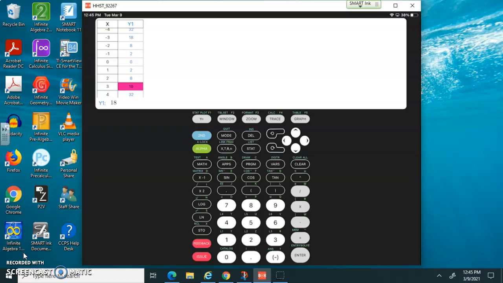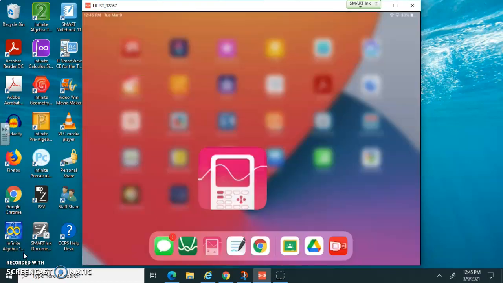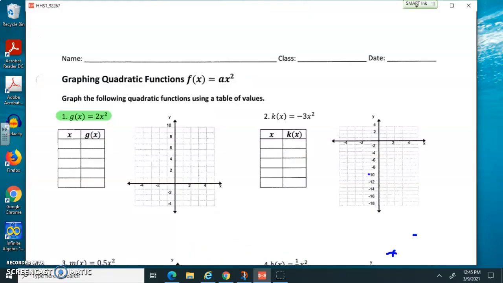We're going to use the 0, 0, negative 1, 2, negative 2, 8, and 1, 2, and 2, 8. So we'll go back there. So our vertex is 0, 0. So negative 1, 2, negative 2, 8, 1, 2, and 2, 8. Now how do they get those numbers?